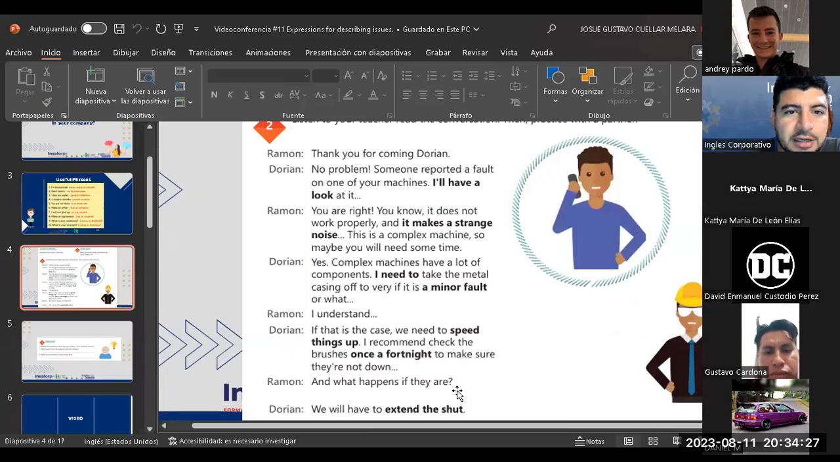So here we have Ramon and Dorian. This is a conversation. Thank you for coming, Dorian. No problem. Someone reported a fault on one of your machines. I'll have a look at it. You're right. You know, it does not work properly. And it makes a strange noise. This is a complex machine. So maybe you will need some time. Yes, complex machines have a lot of components. I need to take a metal casing off to verify if it is a minor fault, from what I understand. If that is the case, we need to speed things up. I recommend checking the brushes once a fortnight to make sure they're not down. And what happens if they are? We will have to extend the shut.